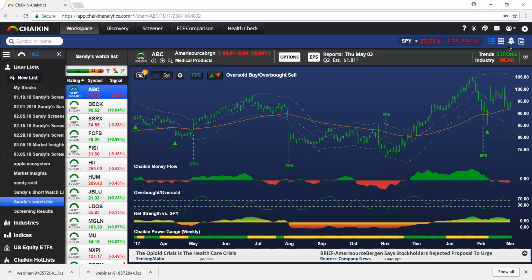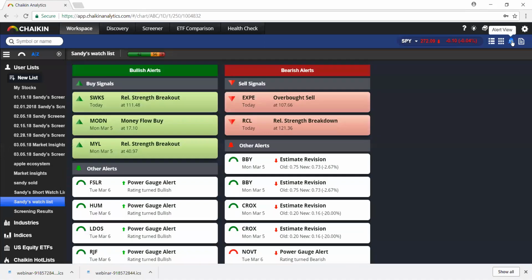What's happening? Go up to this little alert view, the bell, click on that. And here is like an executive summary. I've got 3 buy signals, and I've got some Power Gauges that have gone from neutral to bullish. Often I get estimate revisions as well. I've gotten them here on the downside of these stocks.